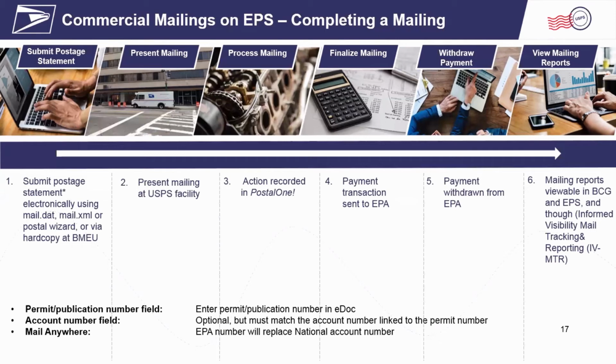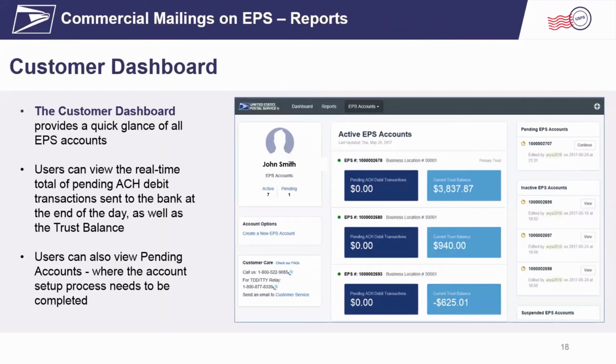So a lot of enhancements on the reporting. Part of the EPS, a lot of ability to pull as much data as you want on your EPS account. So now we're looking at an EPS account. This is what the dashboard would look like. So you have all of your active EPS accounts, and then you have the designated BSA's name there.